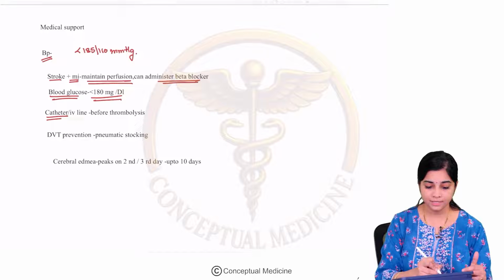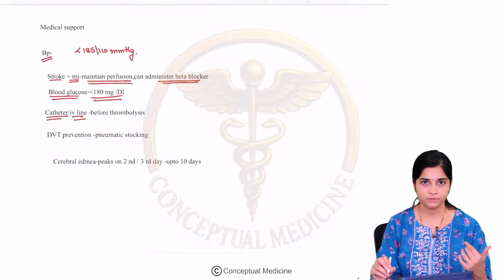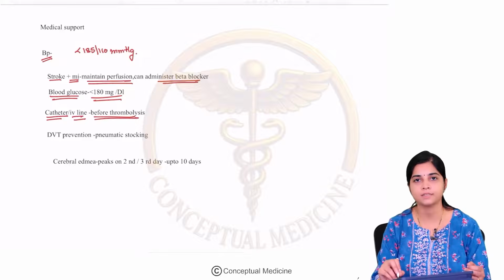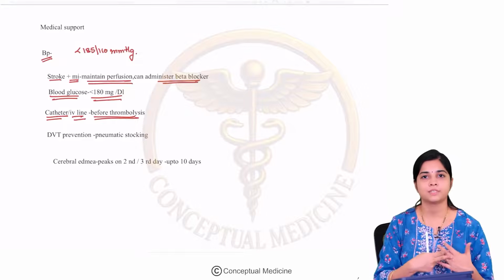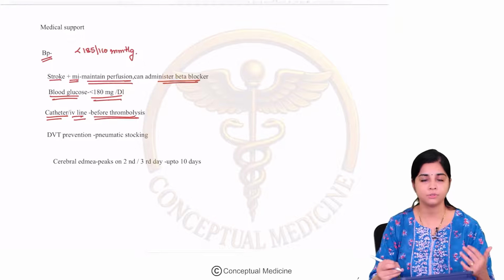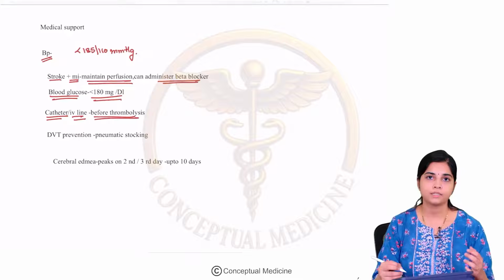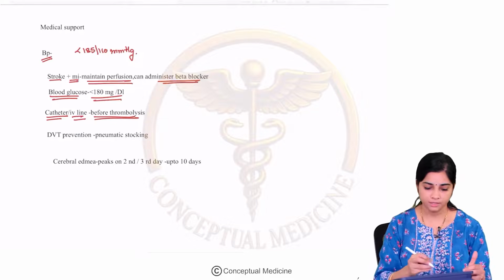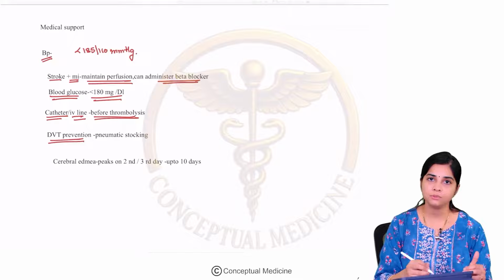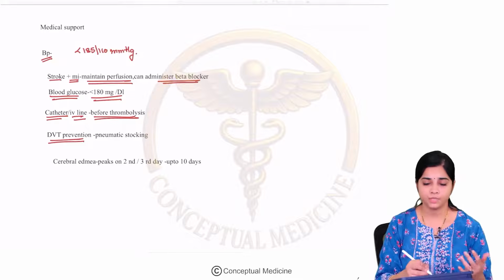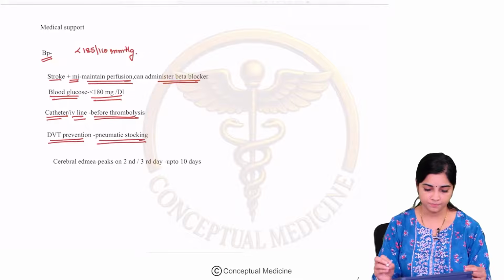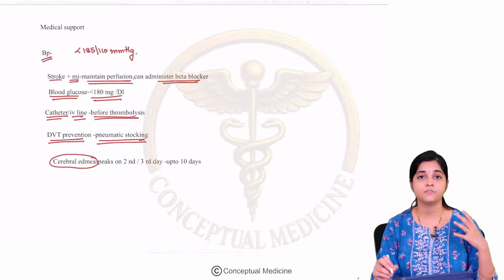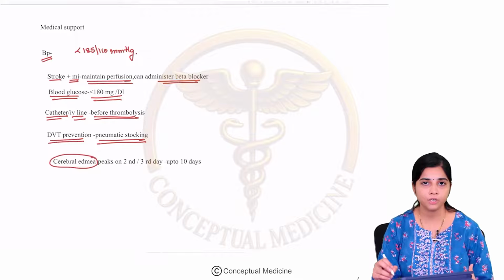Give your IV lines or catheterization, especially a bladder catheterization, before the thrombolysis, not after the thrombolysis, because there is a risk of bleeding from any of the sites, be it your IV sites or your catheter. So you don't do invasive procedures for at least 3 to 4 hours or up to 24 hours. Then DVT prevention: again, you do not give heparin because you have just thrombolysed the patient, so you give pneumatic stockings. And always remember that there is a high risk of cerebral edema, especially if large territory strokes are involved, right?